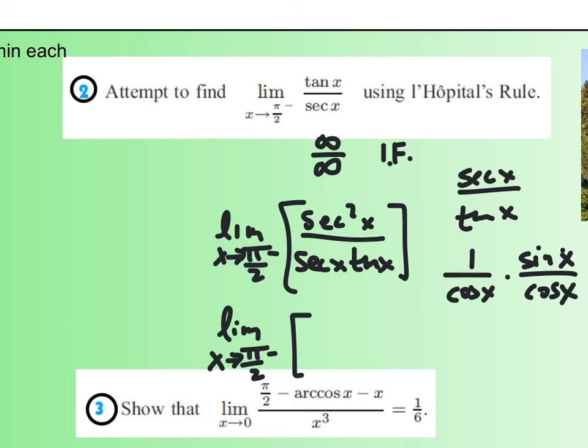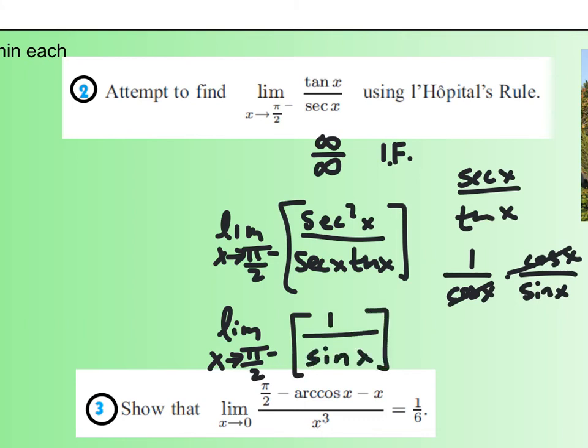Alright. However, it is technically cosine over sine because we're dividing by tangent. So as the cosine x's cancel, I get 1 over sine x. So really I'm taking the limit of this as x approaches pi over 2 from the left. And that, if I do a direct substitution, sine of pi over 2 is 1. Therefore, that limit is 1.